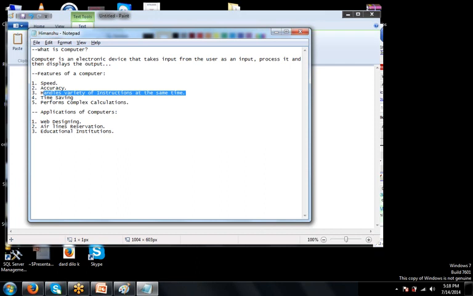Then another one is time saving. With the help of a computer, we can save our time in doing calculations, operations, anything. Time saving is a main feature of a computer. The last one is performing complex calculations. There are some scientific and mathematical calculations that are not possible for human beings, and those are performed by the computer.